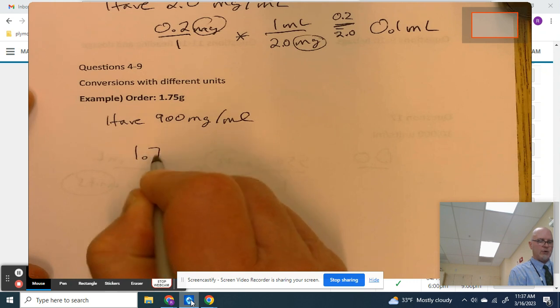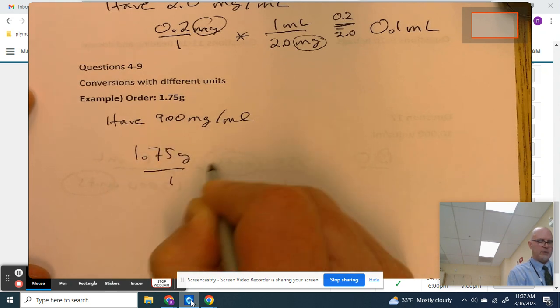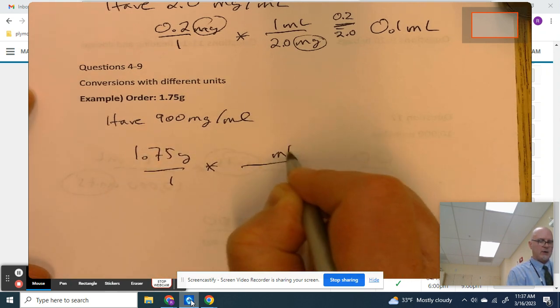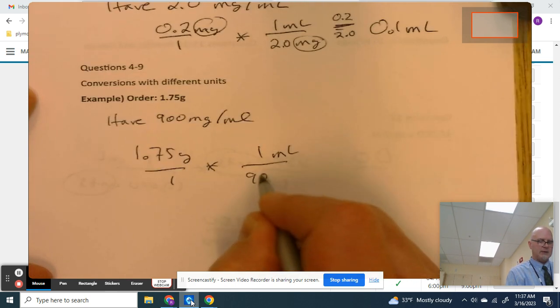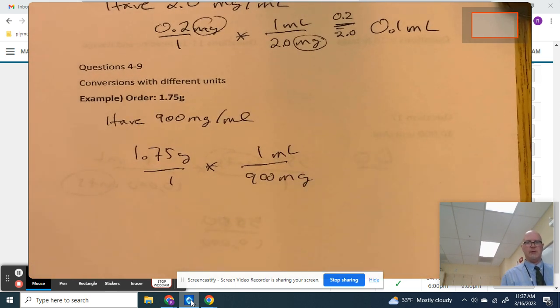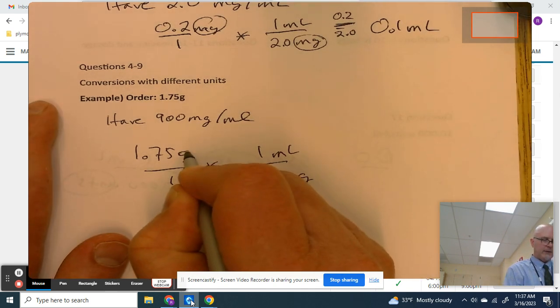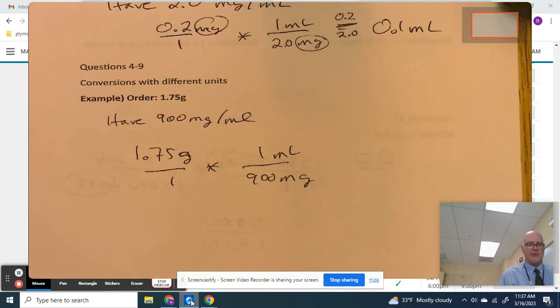The doctor's order goes over 1 first. The next thing has our 1 ml on the top. But here's the problem. We have milligrams where we're supposed to have grams. And we need to do something about that.